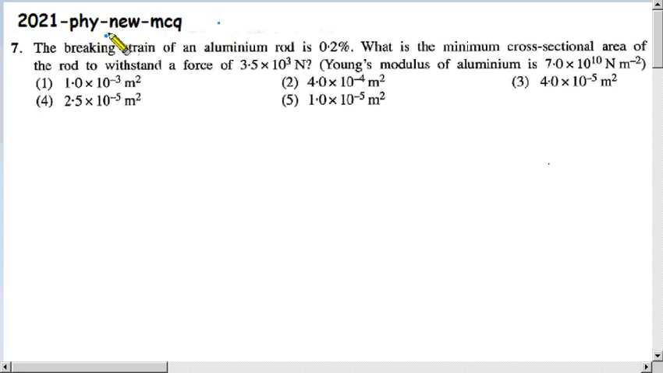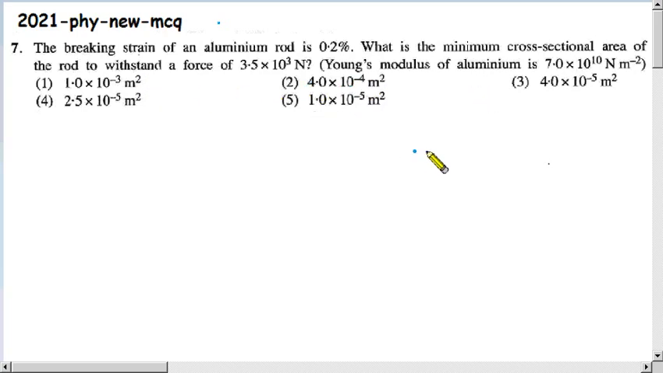Children, today I am going to discuss question number 7 from the MCQ part of the 2021 Physics New Syllabus paper. The breaking strain of an aluminium rod is 0.2%. What is the minimum cross-sectional area of the rod to withstand a force of 3.5 times 10 to the power 3 Newton? In brackets, Young's modulus of aluminium is 7.0 times 10 power 10 Newton per square meter. The answers are in square meter.